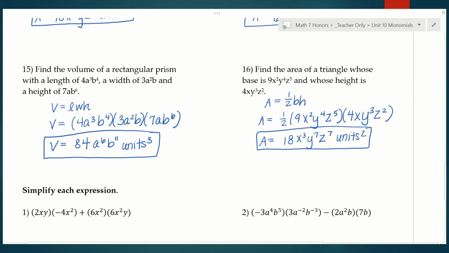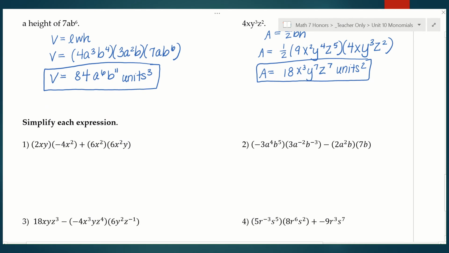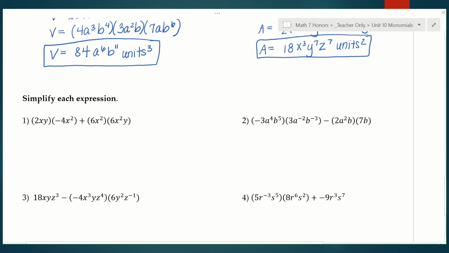Okay, so what we're going to do next is we are going to practice some questions that incorporate the three operations that we've learned so far. So adding, subtracting, and multiplying. And when you do these problems, I want you to make sure you're following your correct order of operations. Okay, so we're always going to do our multiplying before we do our adding and subtracting. So in number 1, the way that we're going to solve this is we're going to multiply and multiply, and then we're going to add last. Okay, so let's multiply 2xy times negative 4x squared.